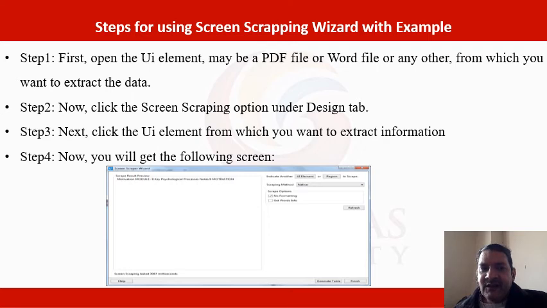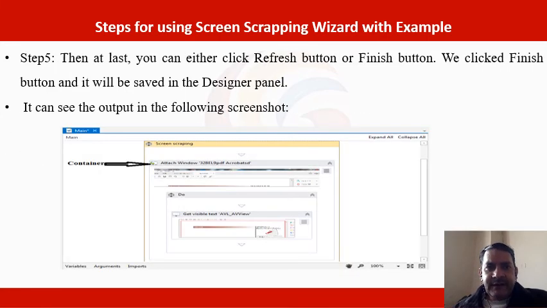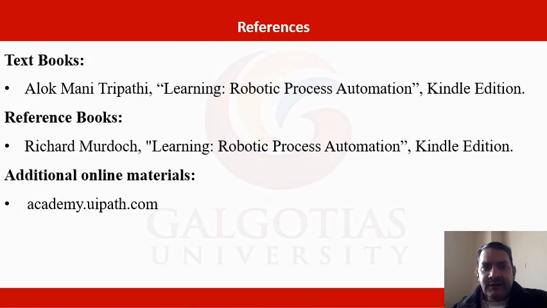And finally, now you will get the following screen. This particular type of screen will show after completion of all the steps. Then finally you can finish the data. This is all about the screen scraping. Again, next step, then at last you can either click the refresh button or the finish button. We click the finish button and it will be saved in the designer panel. You can see the output in the following screen. These are all the steps of screen scraping.